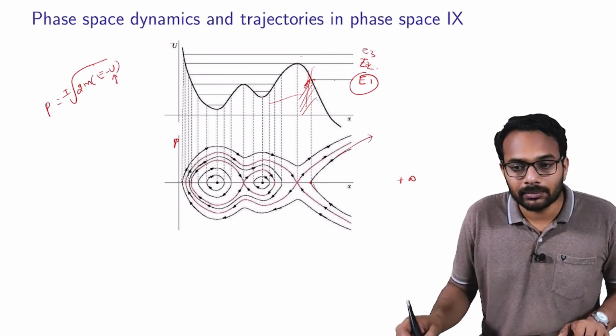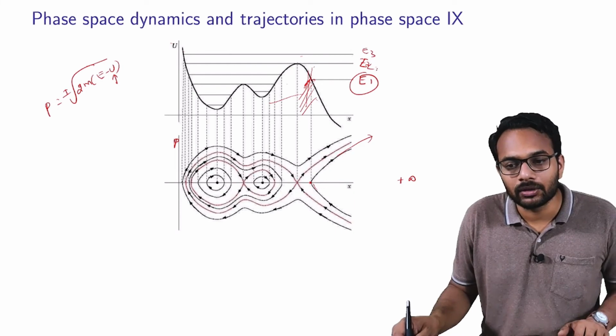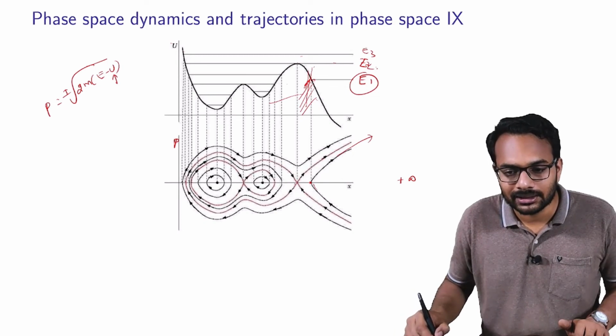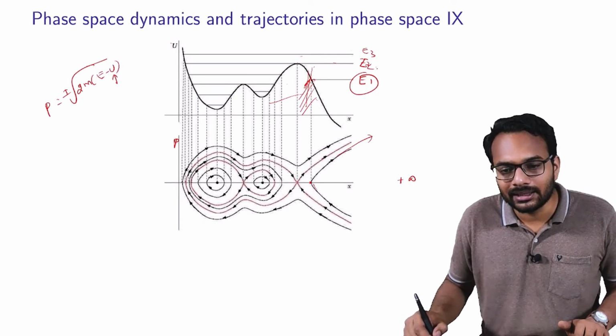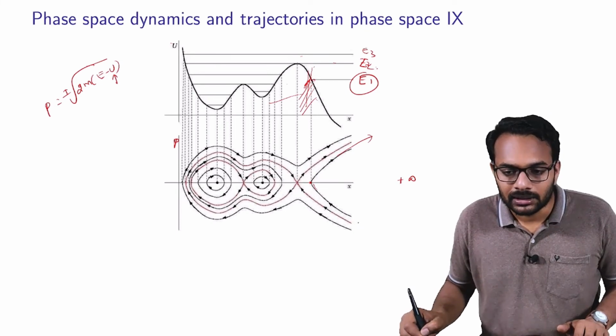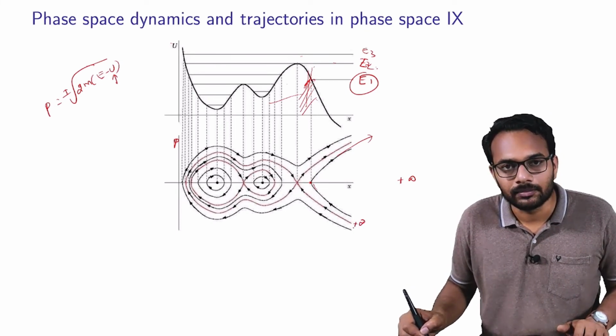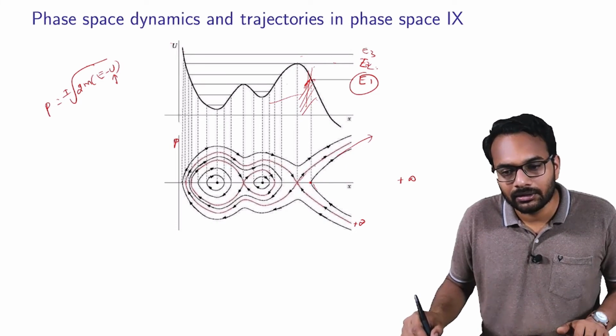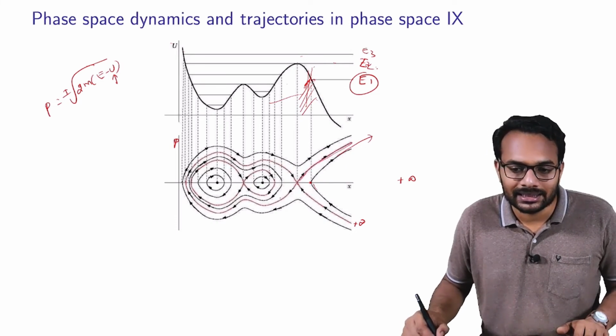Now suppose a particle of energy E2. It will approach this point, coming from plus infinity. A particle starting with a positive momentum will go along this line. So this is an example of a separatrix.